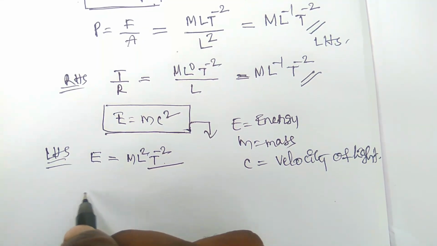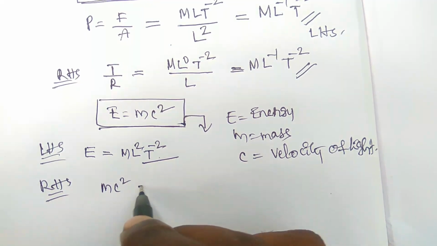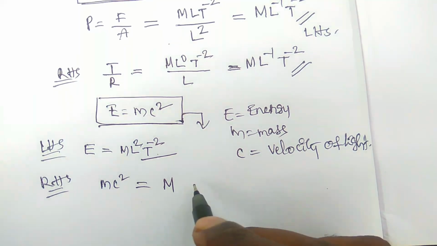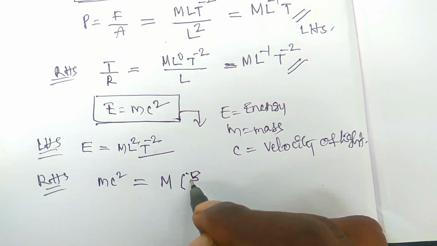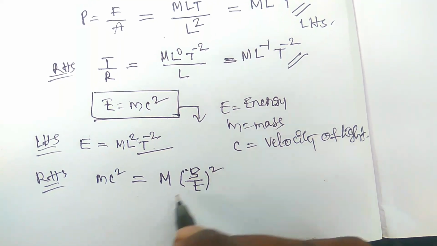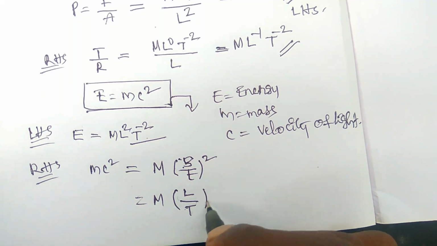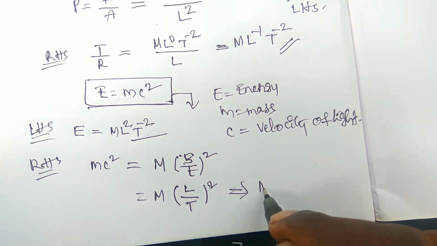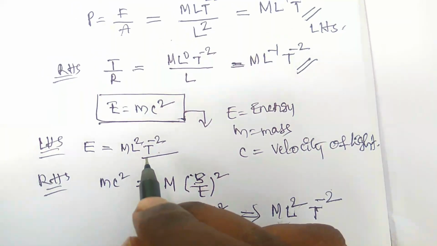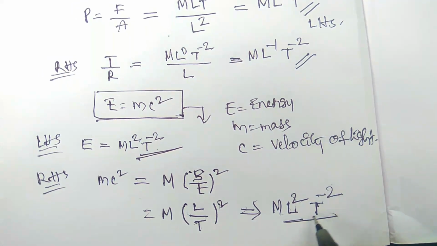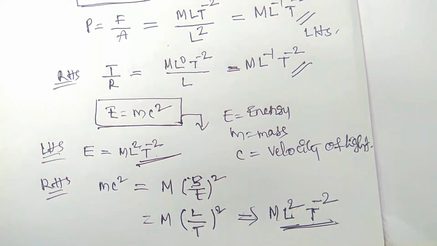Coming to the RHS, it is mc square. So m is the mass of the body, and c is the velocity of light, and velocity is displacement by time, whole square. You can write m into L by t, whole square. So this can be written as m L2 t power minus 2. So m L2 t power minus 2. So this is LHS is equal to RHS. So this is the pattern you have to follow to check any formula in dimensional analysis.